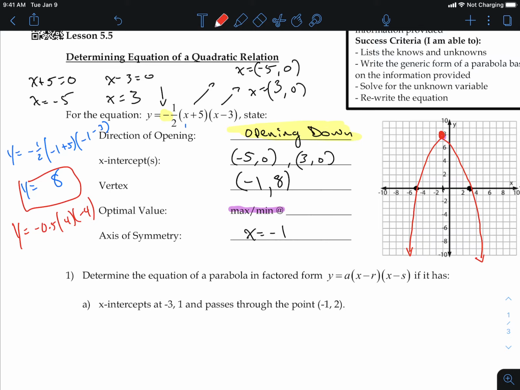So we're going to say, I always write it like this on a test. Some teachers don't do this. I just say you can write a maximum. You can circle a max at... What was the y value at that point?